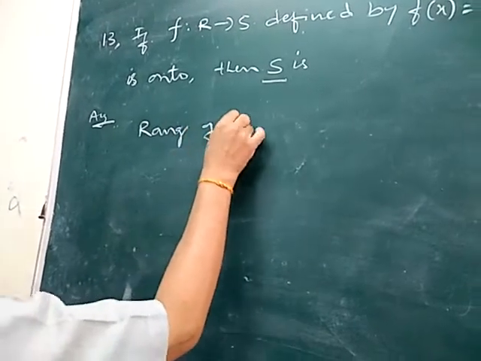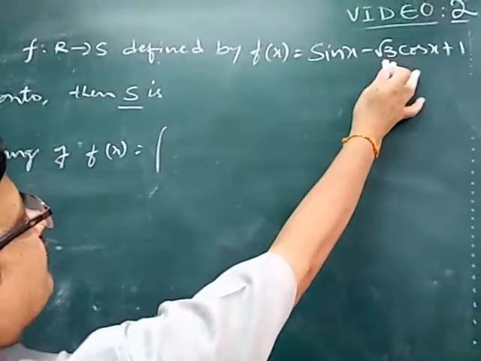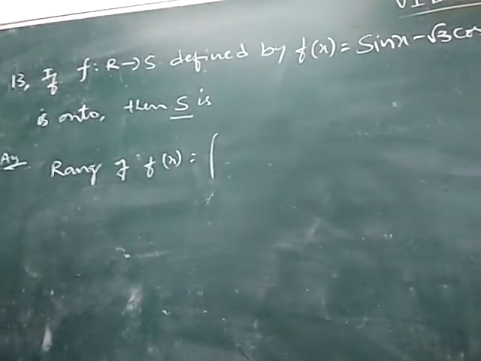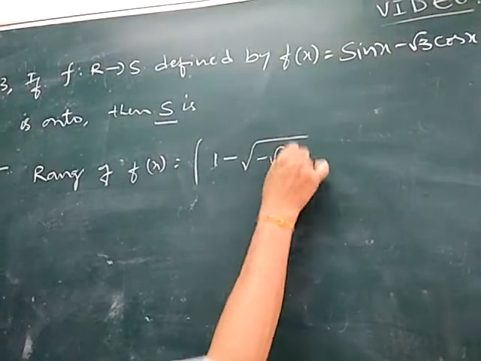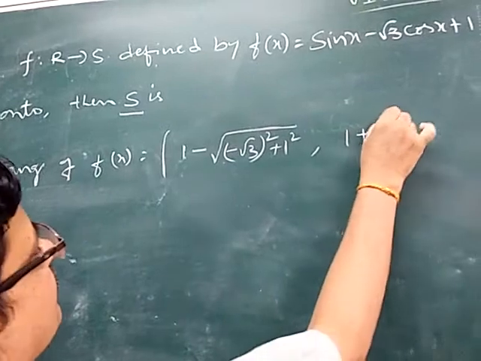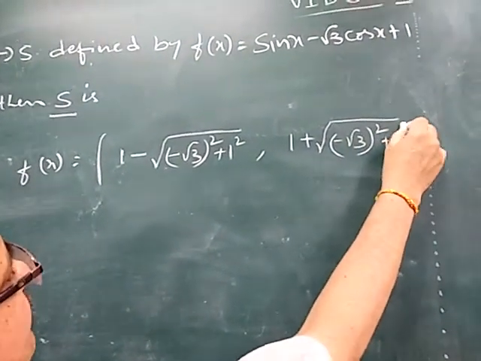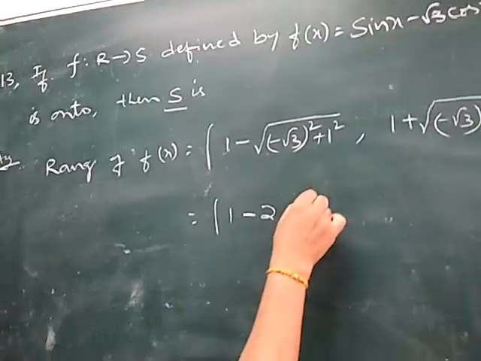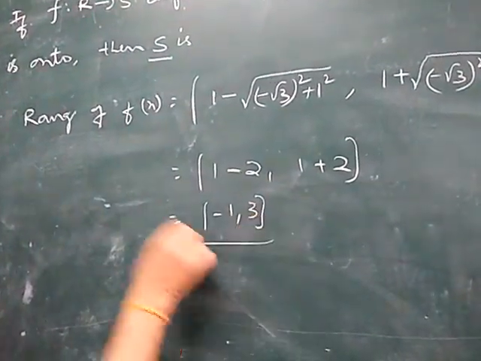Range of the given function is f of x, that is of the form a cos x plus b sin x plus c. C means 1 minus root of a, minus root 3 whole square plus b square means 1 square comma 1 plus square root of minus root 3 whole square plus 1 square. So that is equal to 1 minus 2 comma 1 plus 2, that is minus 1 comma 3 is the range of the given function.